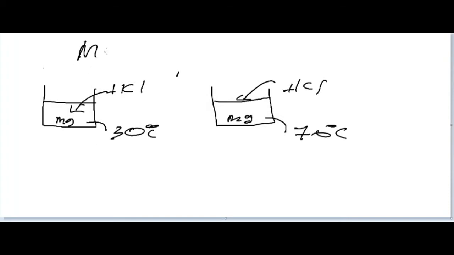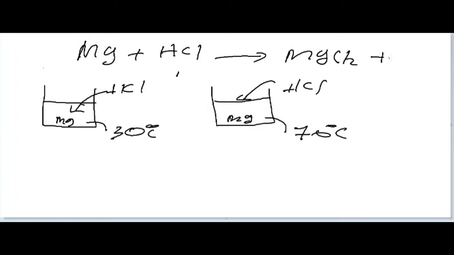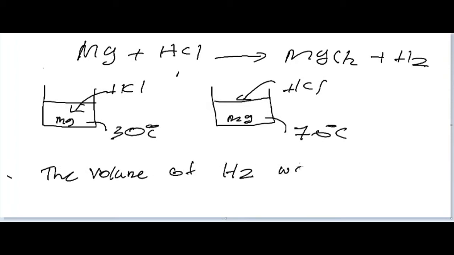The reaction that may occur here is magnesium plus HCl giving the products magnesium chloride plus hydrogen. As a reaction rate we can obtain the volume of hydrogen within a given time.